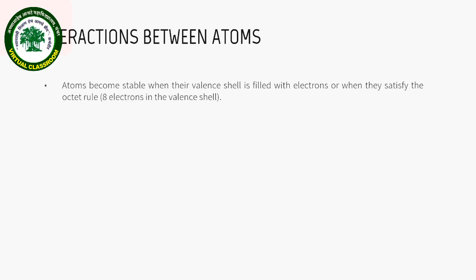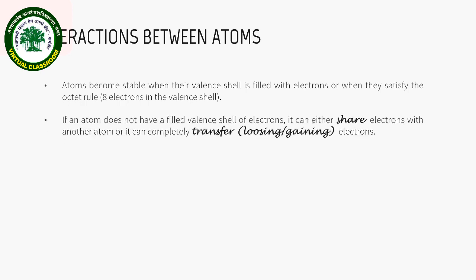Atoms become stable when their valence shell is filled with electrons or when they satisfy the octet rule. The octet rule refers to the tendency of atoms to prefer having 8 electrons in the valence shell. When this is not fulfilled, atoms tend to react and form a more stable compound. That is, if an atom does not have a filled valence shell of electrons, it can either share electrons with another atom or it can completely transfer electrons. By transferring the electrons, one atom will lose them while the other will gain.